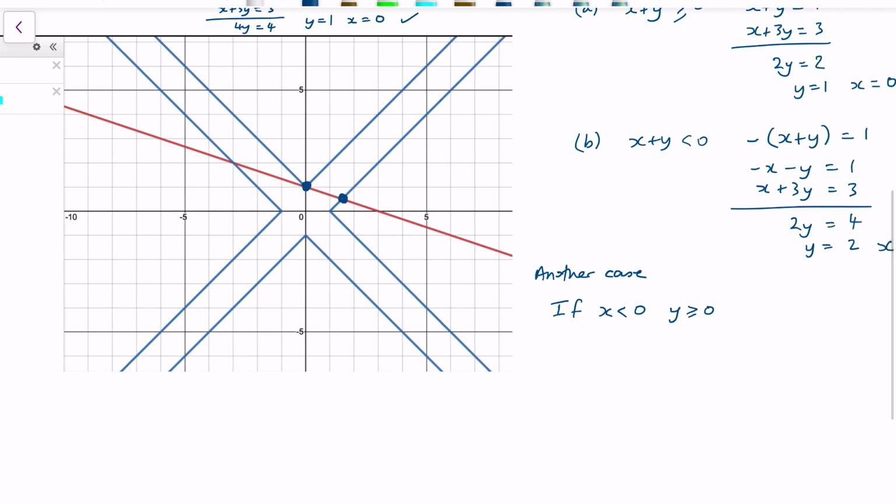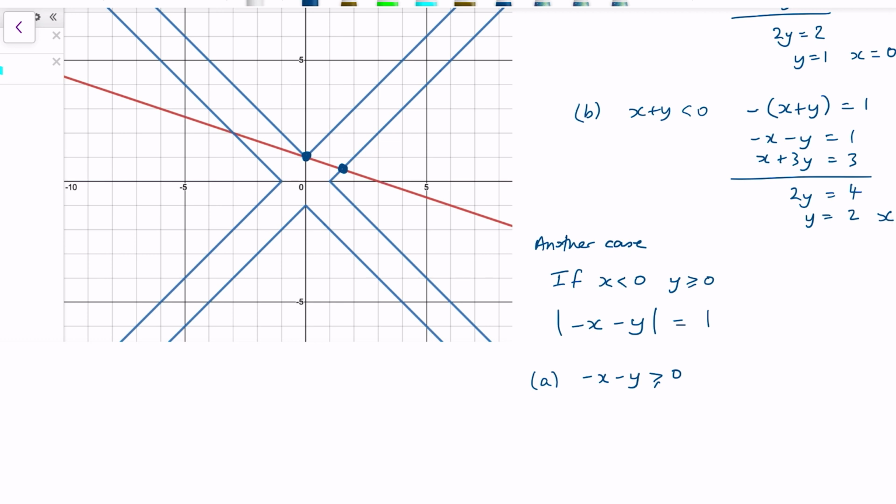For this particular one, if x is less than 0 and y is greater than or equal to 0, we've got our equation becoming negative x minus y. We can just get rid of the absolute value symbols around the y. Is equal to 1. And then we've got a subcase if those things there are positive. So negative x minus y is greater than or equal to 0, which is the same as saying y is less than or equal to minus x.